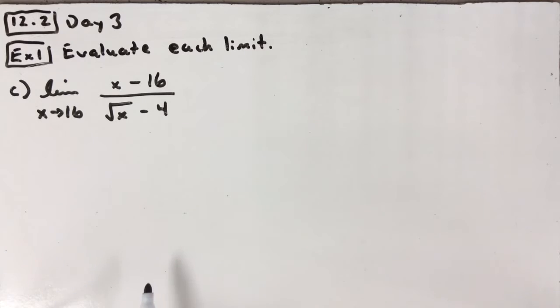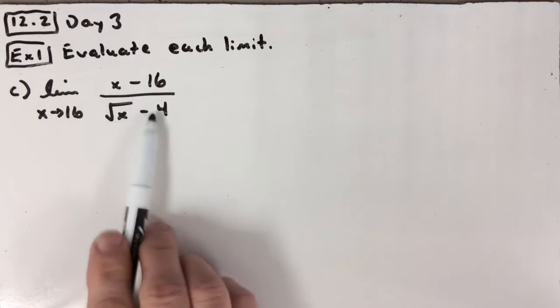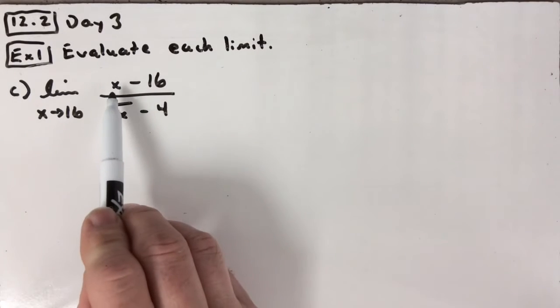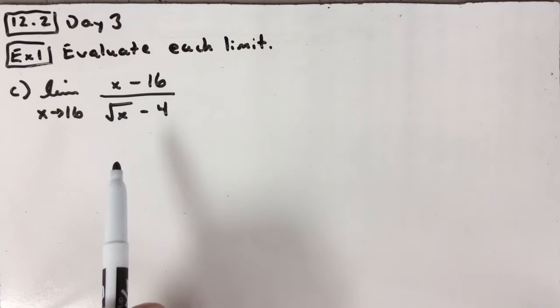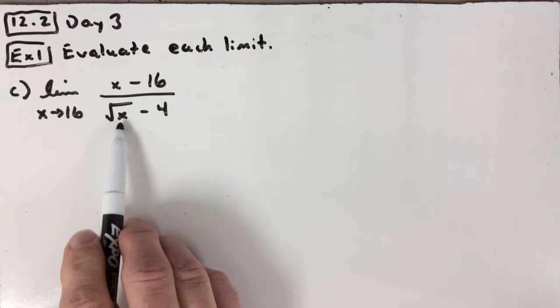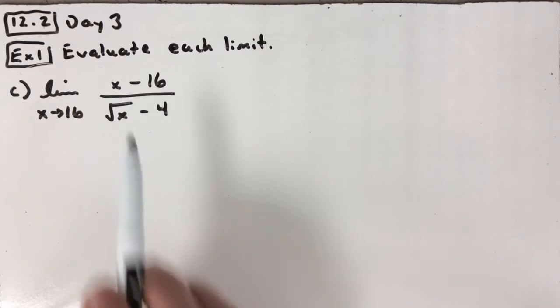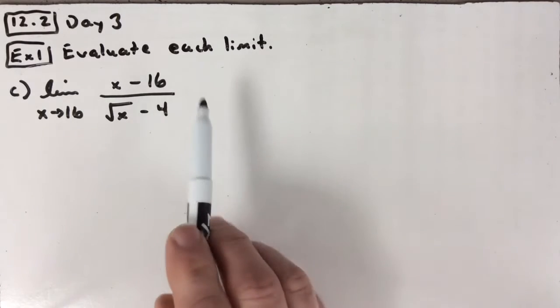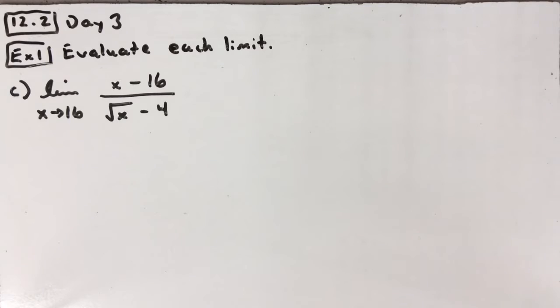You can show your work on this if you'd like, but you should at least check it mentally. If I take 16 and I substitute in for the x's here, in the top I have 16 minus 16, which is 0. Down in the bottom I have the square root of 16, which is 4, and 4 minus 4 is 0. So we get 0 over 0 if we try direct substitution right away.